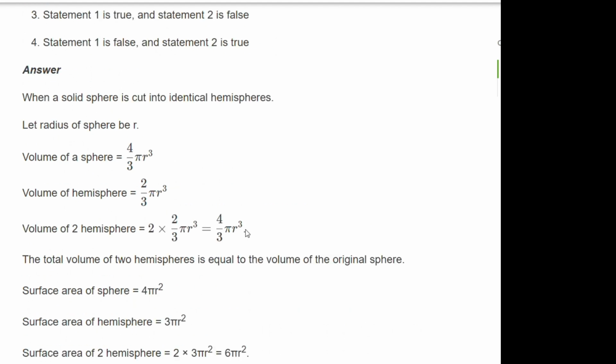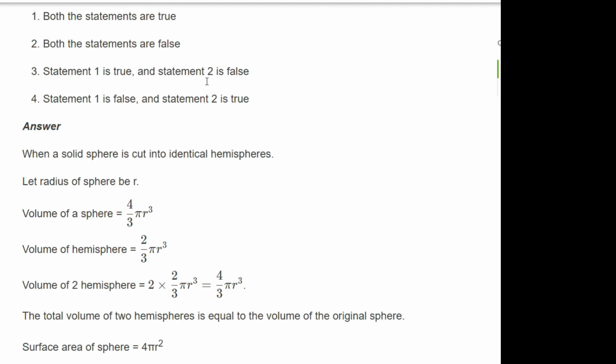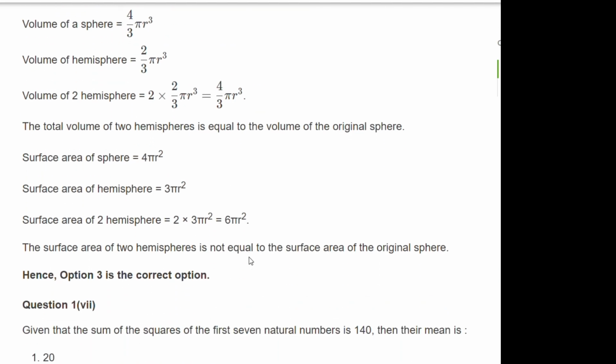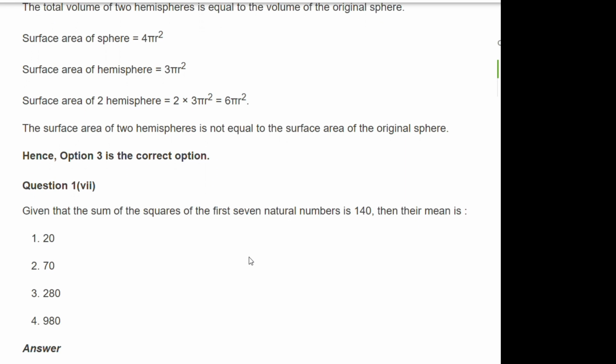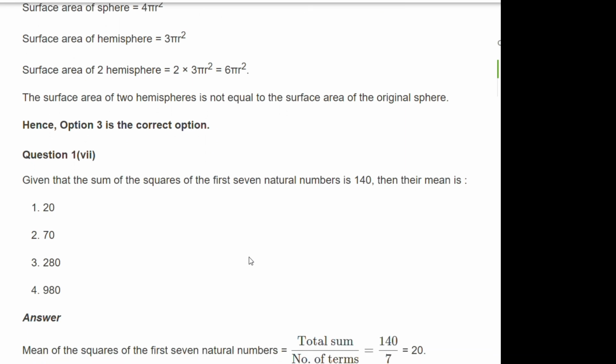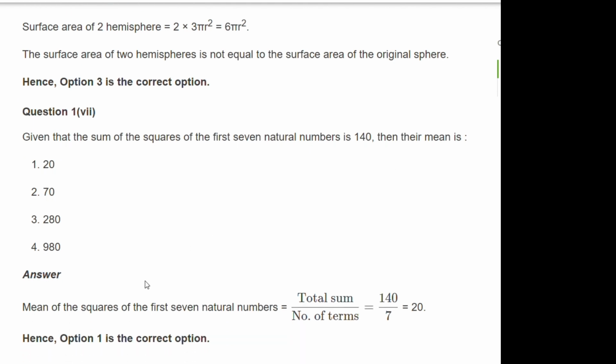So option 3 is the correct option. Statement 1 is true and statement 2 is false. Now next one, Question 7. Given that the sum of the squares of the first 7 natural numbers is 140, then their mean is dash. The formula for mean is total by number of items. The total sum is given as 140 and the number of items is 7. So 140 by 7 is 20. So option A is the correct option.